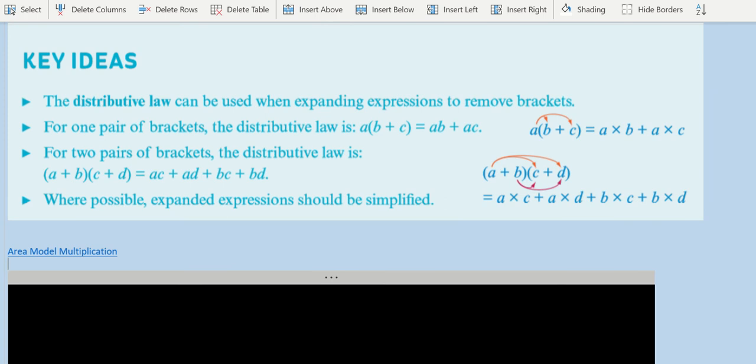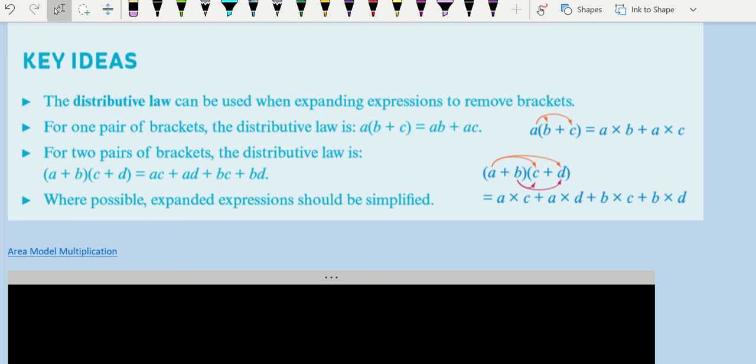So for one pair of brackets, the distributive law equals, well, let's have a look at this. A times, open brackets, B plus C equals A times B plus A times C. And we'll have a bit of fun looking at this.